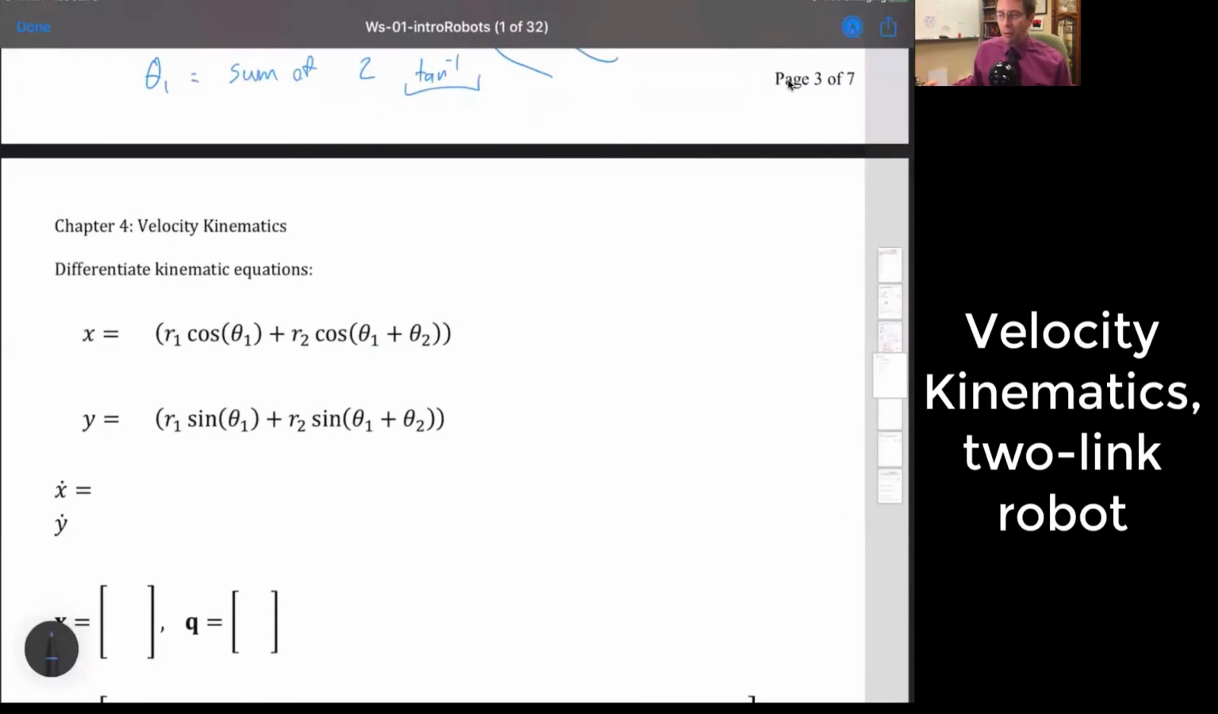In chapter 4, what we want to do is figure out the velocity kinematics. Remember, velocity is the derivative of position, so we just take the d dt of that. All we need to do to figure out the velocity is take the d dt of our x position and the d dt of our y, which I've copied from our forward kinematics. And so you just take the time derivative of the second term.